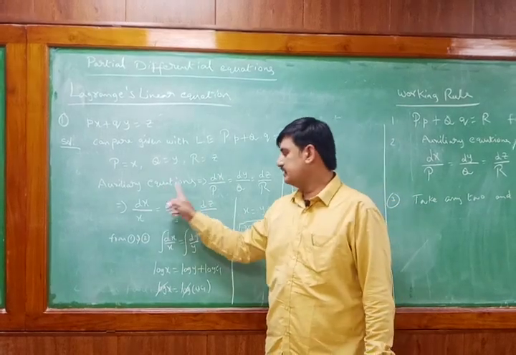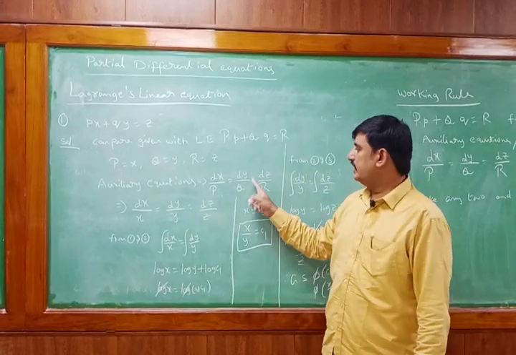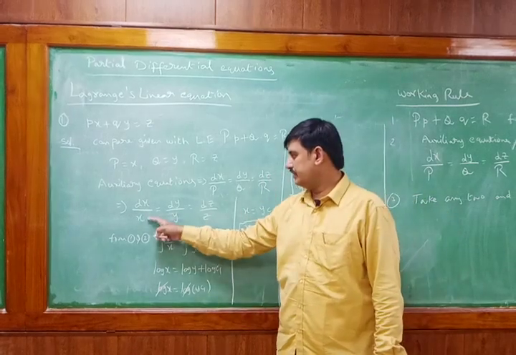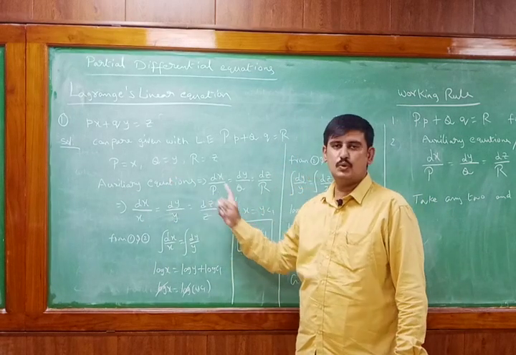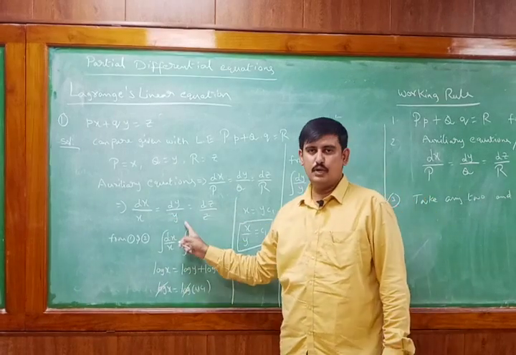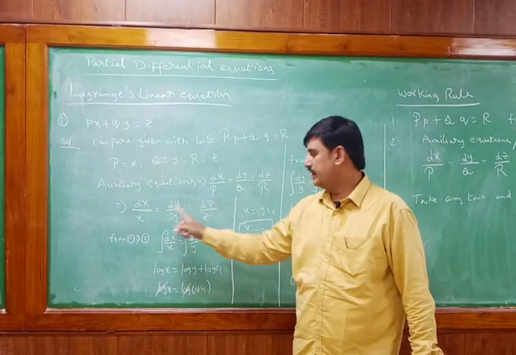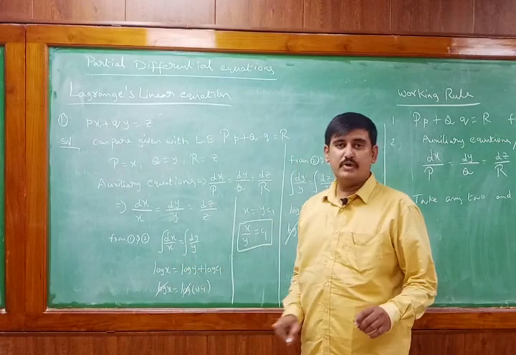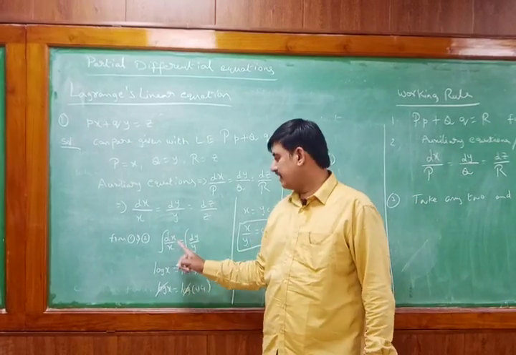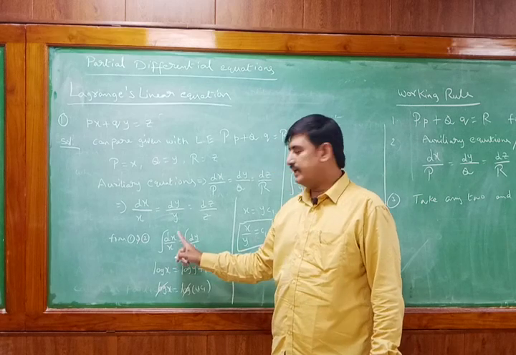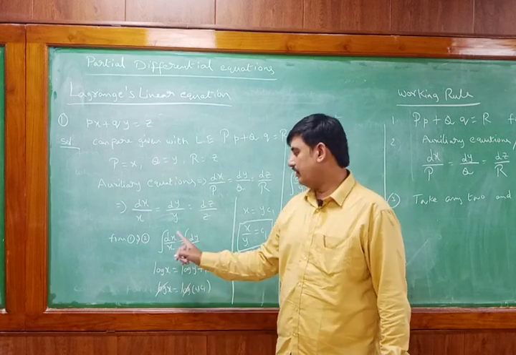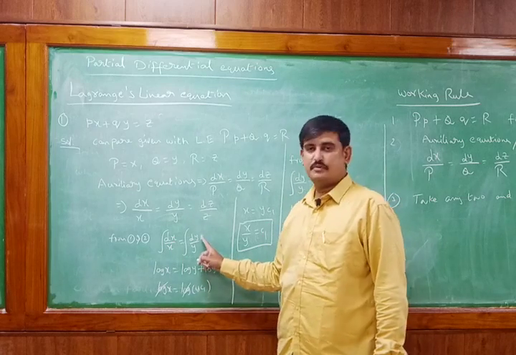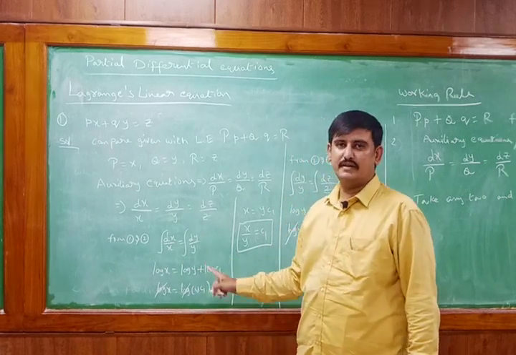So what are the auxiliary equations? dx by capital P, dy by capital Q, and dz by capital R. We substituted the values of P, Q, R, and we took 1 and 2. You can take 1 and 3 also, no problem. So we took 1 and 2 and we integrated. Remember one point: whenever you are integrating with respect to x, there should be only x terms. If you have y terms here, integration is not possible. Whenever you are integrating with respect to y, there should be only y terms.